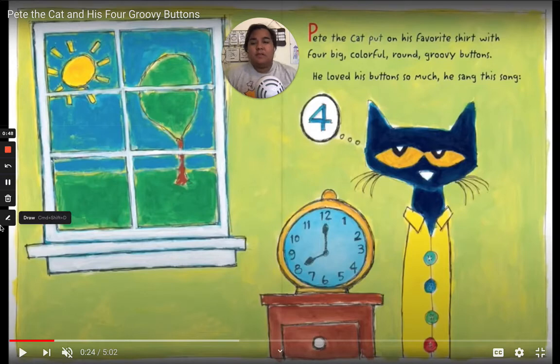So what do we notice about this page? You see that there's a window. There's a clock right here. And he's wearing his shirt with his buttons. And I wonder what number this is. That's a number 4, right? Pete the cat put on his favorite shirt with 4 big, colorful, round, groovy buttons. He loved his buttons so much, he sang this song.